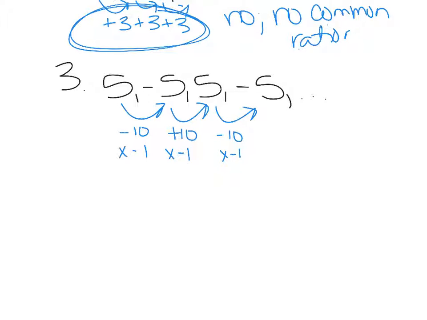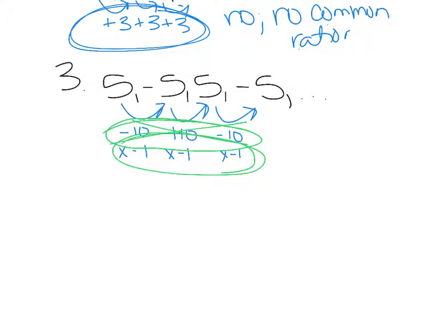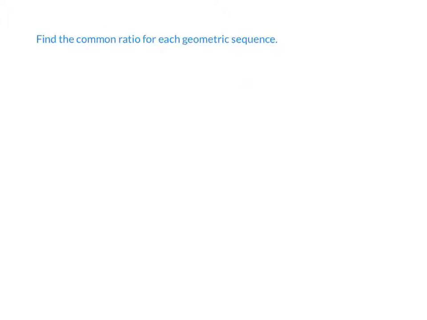So the key word here is that if it's a sequence, it needs to have a common ratio or a common difference. Now, although there is a pattern here, it's not the same. Minus 10, plus 10, minus 10. That's not going to work. It's not even a common difference. It does have a common ratio, though. So we would say, yes, it is geometric.